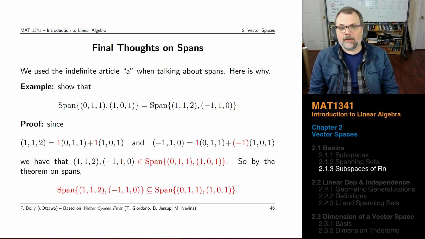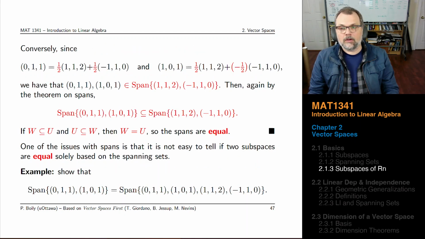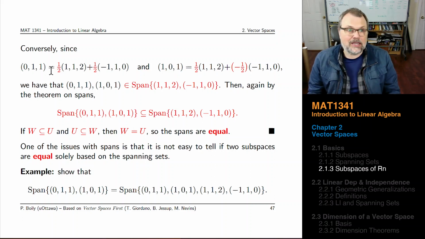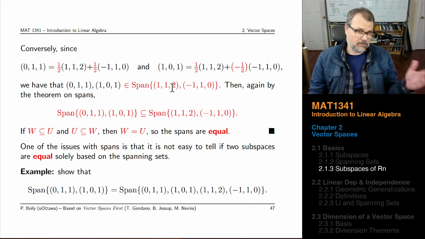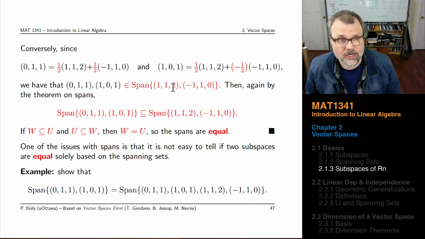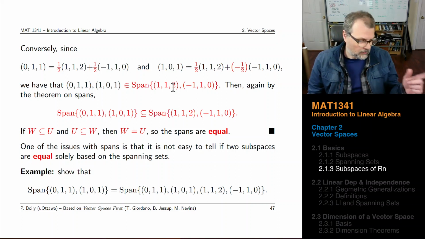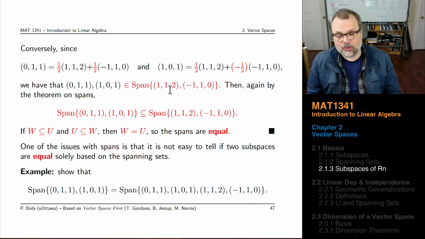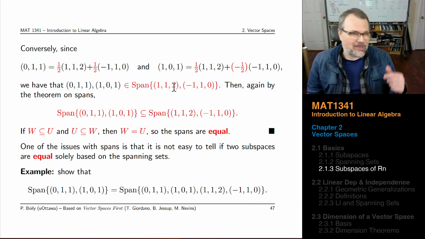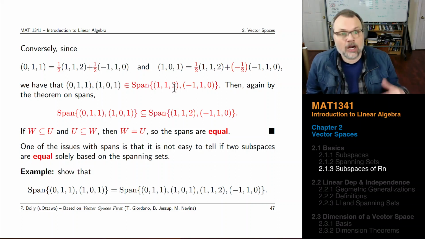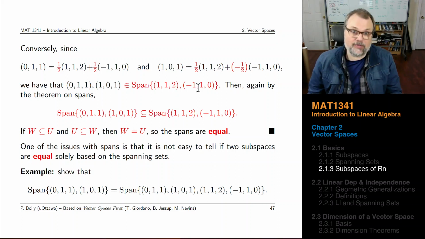Well, we can work it out the other way as well. We can write each of the vectors in the first spanning set as a linear combination of the vectors in the second spanning set. I'm telling you what these linear combinations are: 1/2 of the first plus 1/2 of the second, and then 1/2 of the first minus 1/2 of the second. And so what that tells us is that the two vectors in the first spanning set are in the span of the second spanning set.